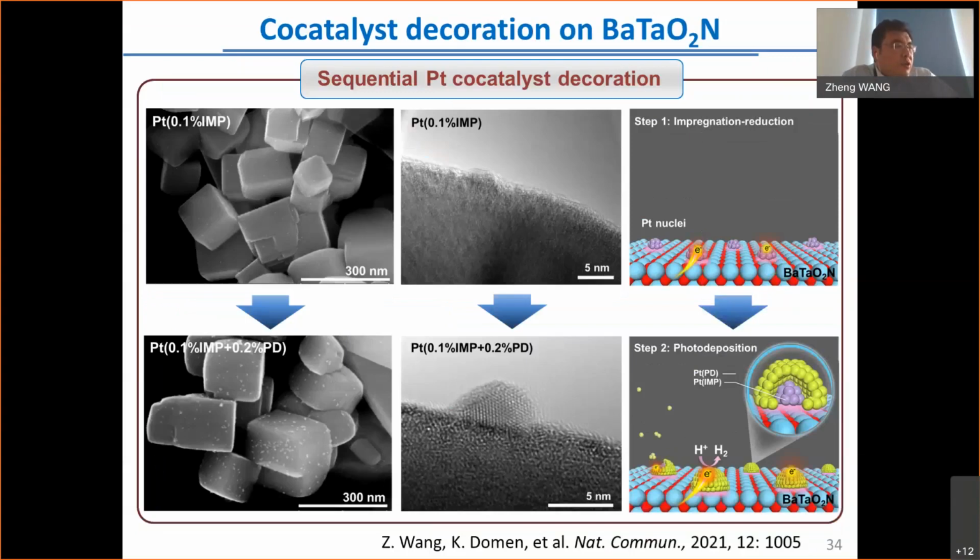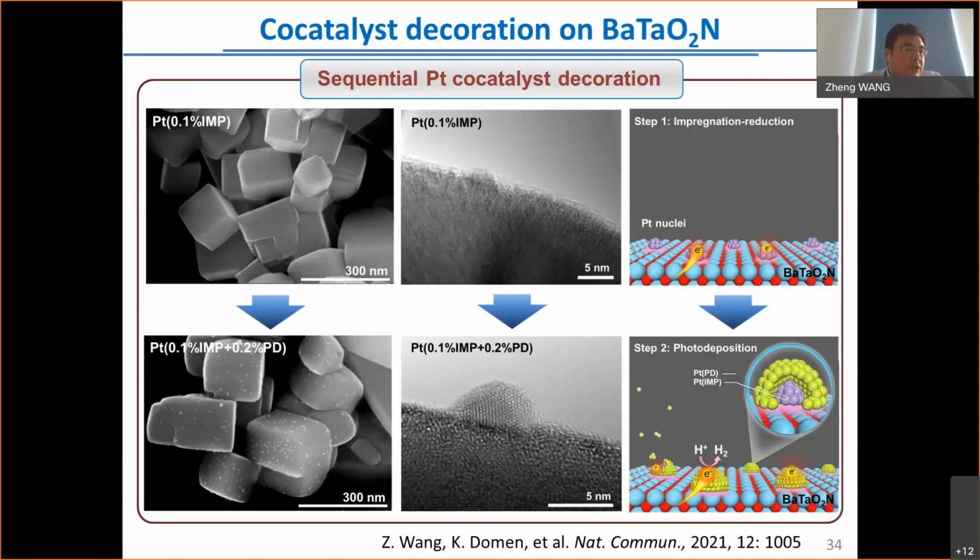Here we developed a sequential co-catalyst decoration method, which combined the advantages of the impregnation and photodeposition. First, a small amount of platinum was loaded by the impregnation process, which can result in high dispersion of platinum nanoparticles on barium tantalum O2N and in intimate contact with the barium tantalum O2N. These highly dispersed platinum nuclei functioned as active sites for the subsequent photodeposition process. Therefore, platinum co-catalyst nanoparticles with uniform size, high dispersion, and strong interaction with the barium tantalum O2N can be obtained by this sequential decoration procedure.